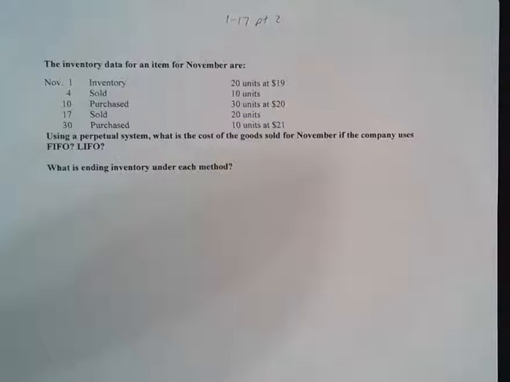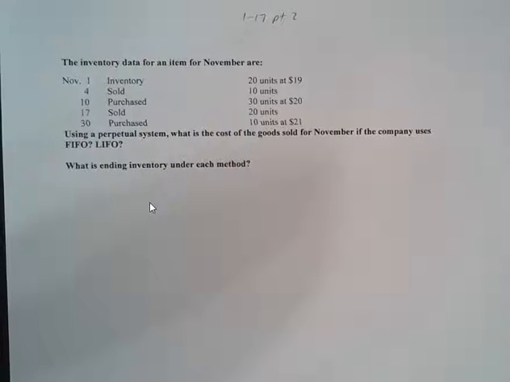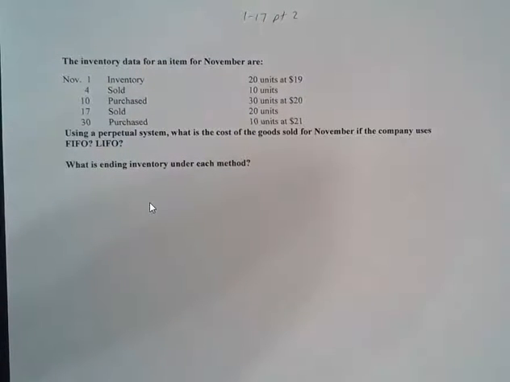Okay, so let's see here. It looks like we have a question. This is the only question we'll have for this page, for this video. But it's fairly involved because we're being asked to determine a lot of things here.